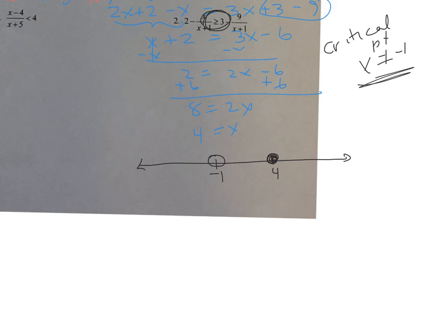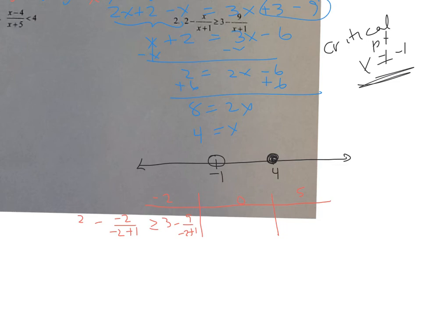Now you're going to pick test points. A number to the left of negative 1, we'll do negative 2. In between, we'll pick 0. And to the right, we'll pick 5. You're going to plug it into the original. So I have (2 - (-2)) over (-2 + 1). Is that greater than or equal to (3 - 9) over (-2 + 1)?